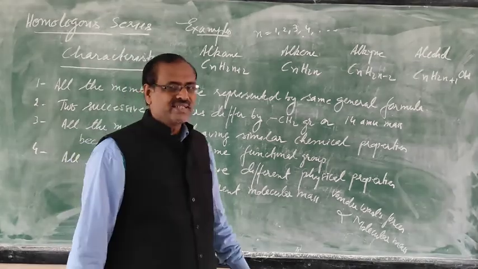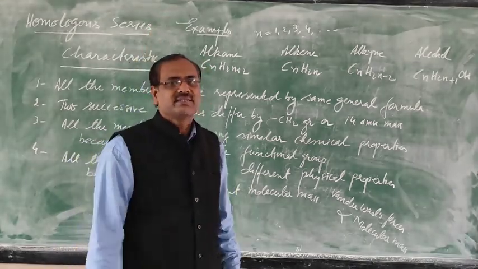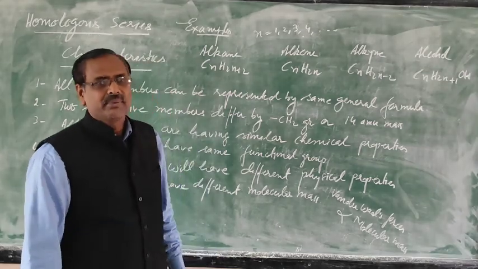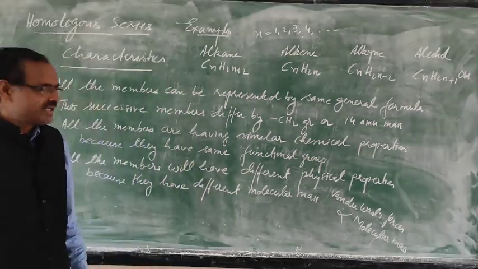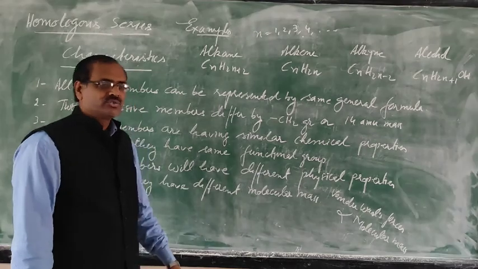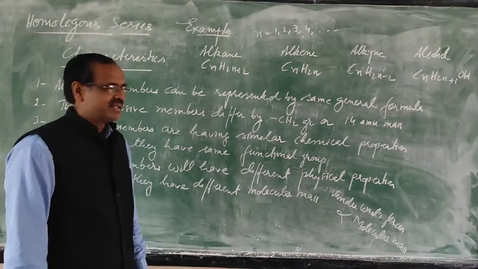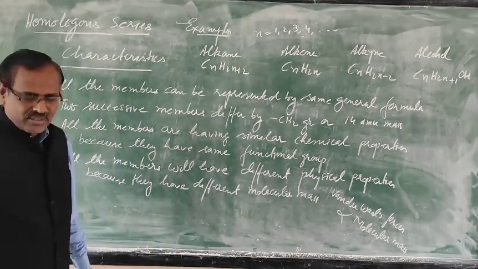So in the homologous series, when you move from lower members to higher members, their molecular mass will increase, van der Waals force will increase, so their melting and boiling points will increase. That we will study.